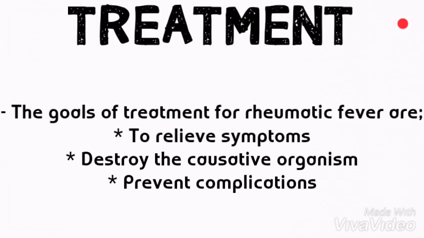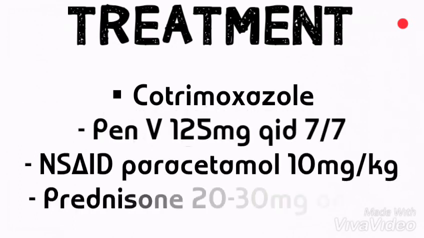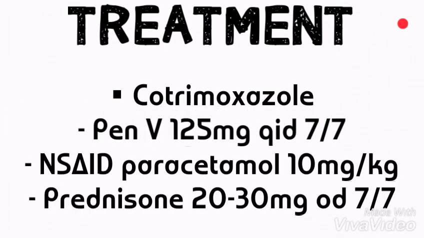The goals of treatment for rheumatic fever are to relieve symptoms, destroy the causative organism, and to prevent complications. Some theories will tell you that the drug of choice for this condition is cotrimoxazole. However, you can also give antibiotics such as Pen V 125 mg QID for 7 days. You can also give non-steroidal anti-inflammatory drugs like paracetamol 10 mg per kg body weight 3 times daily.